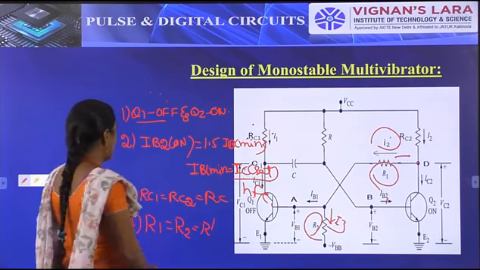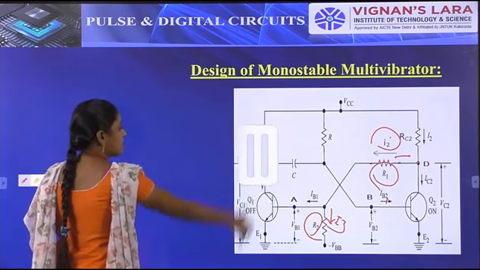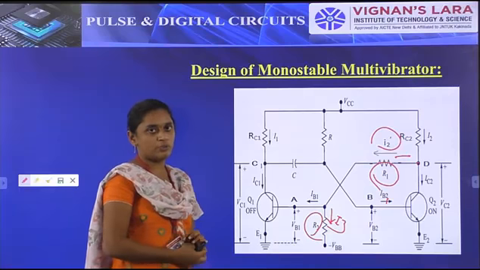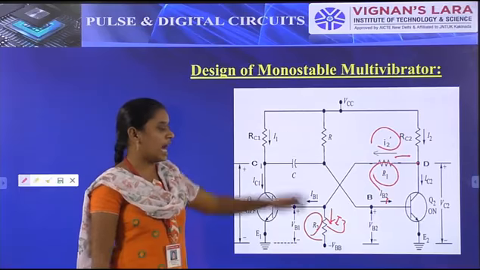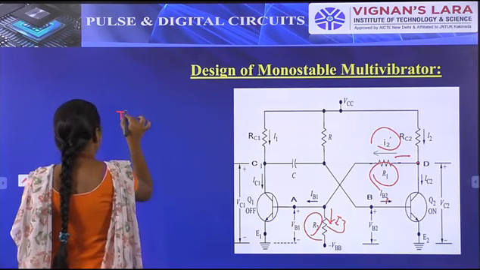So these are the design assumptions of this monostable multivibrator. First we have to find the resistor value. Which resistor do we have to find? First we have to find RC2.